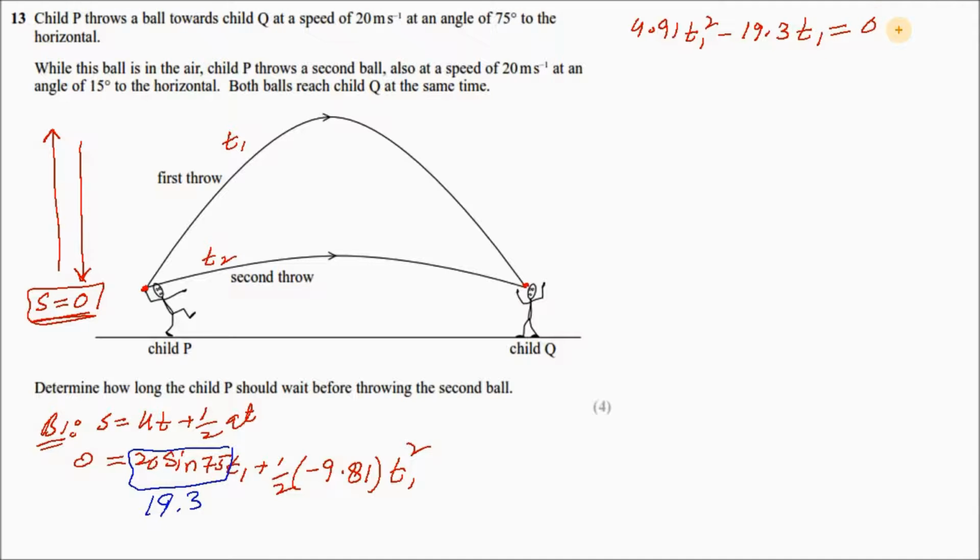Don't need to use the quadratic formula. You can factorize because you don't have a constant term. So take T1 common. You have T1 times 4.91 T1 minus 19.3. Clearly, one value of T1 from here is 0, and for the other, T1 would be equal to 19.3 divided by 4.91, which is equal to 3.9348.